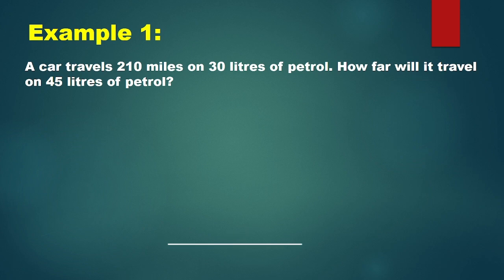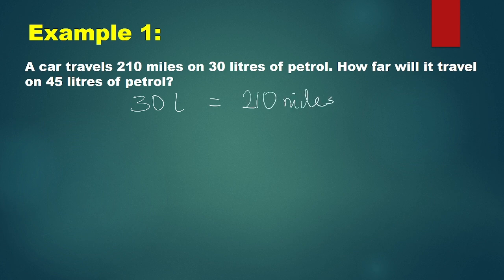To solve, I have to arrange my quantities on different sides of the equal to sign. That is, 30 liters equal to 210 miles. So if I have 45 liters, ensure that each quantities are on the same side of the equal to sign. That is, liters on one side and miles on the other side. Because I don't know the number of miles, I'll replace it with an unknown, x.